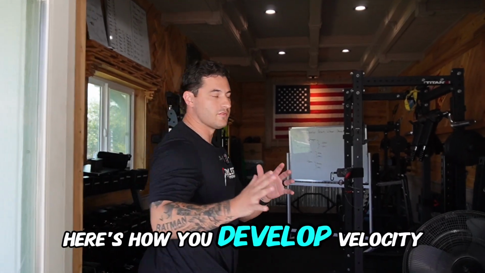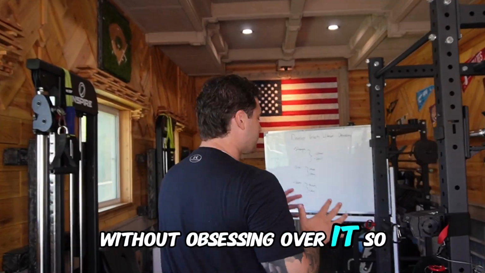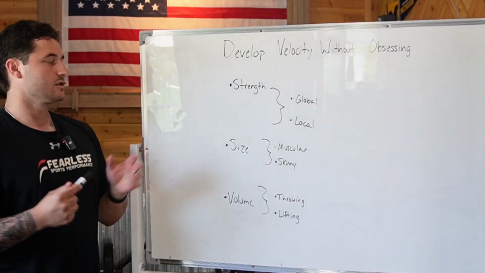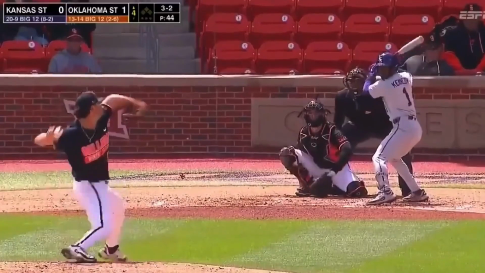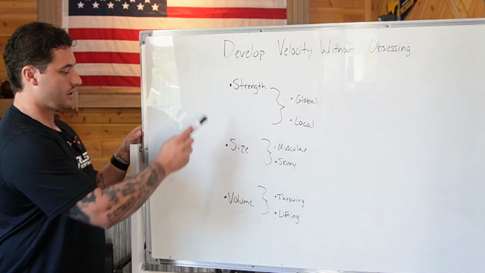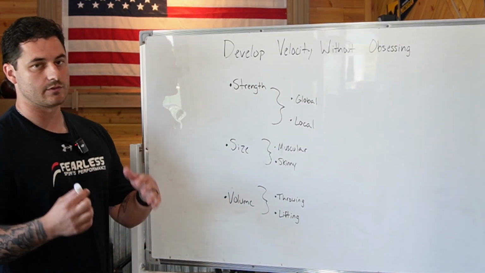All right, here's how you develop velocity without obsessing over it so much. So we're gonna go over strength, size, and volume. If you wanna develop velocity without obsessing over it too much, there are 3 characteristics and components that we use here at FSP, which is strength, size, and volume. These are gonna be the things that we measure the most.